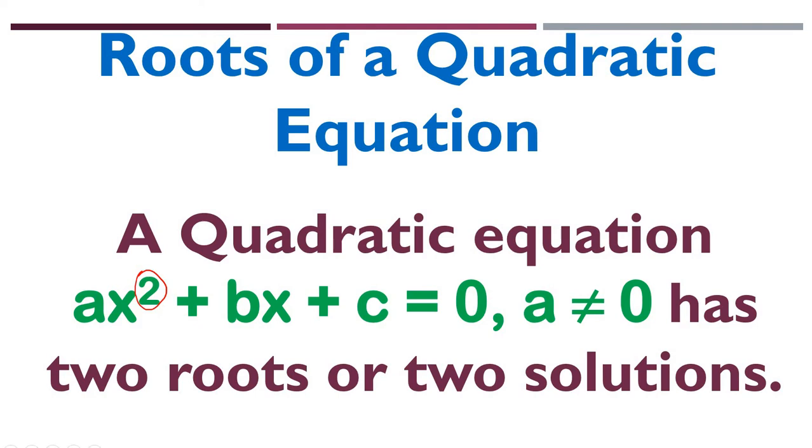So remember, a quadratic equation has two roots or two solutions. Whatever is the highest power of x in a particular equation, that many values x will have, that many roots that equation can have. So here the highest power of x is 2, so a quadratic equation can have two roots or two solutions.